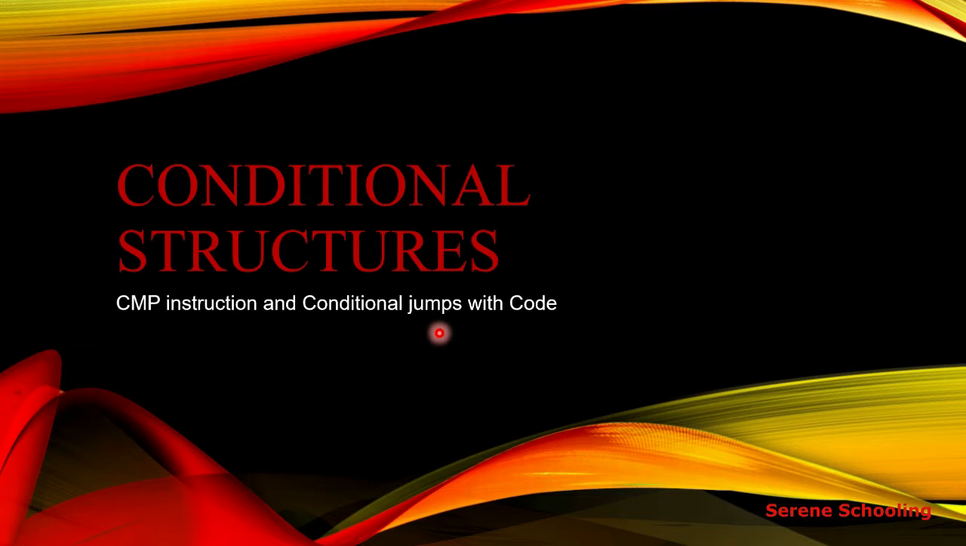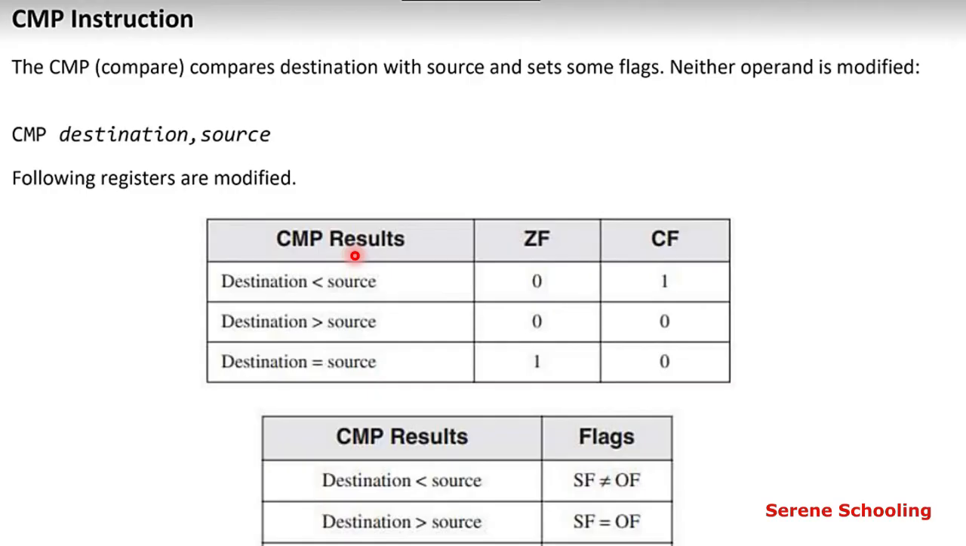So we are going to start conditional structures in x86 assembly. Conditional structures basically means that we will have the compare instructions and some conditional jumps. You can say the combination of these two things makes a conditional structure. So here we can see the CMP instruction.